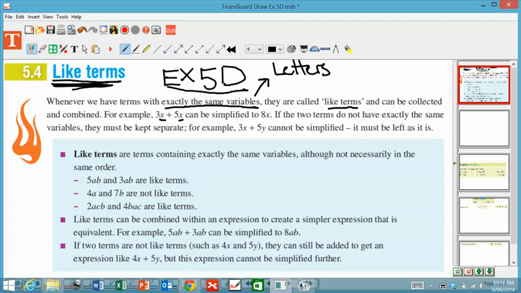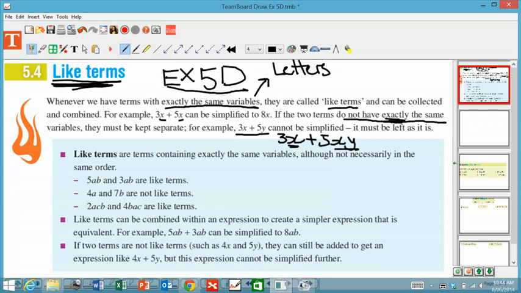If the two terms do not have exactly the same variables, and they've got to be exact, they are kept separate. So 3x plus 5y cannot be simplified. It must be left as it is. Even if you had 3x plus 5xy, they must be left as they are, because the pronumerals in this one are x and y, whereas here it is just x. So they cannot be added together. They've got to have exactly the same letters in each of the terms for them to be added together.